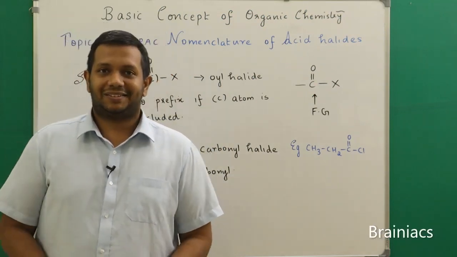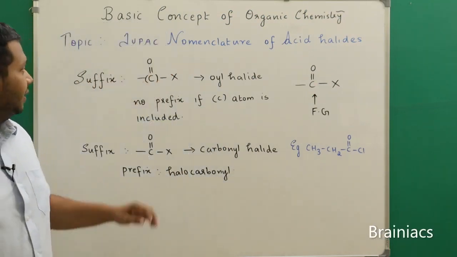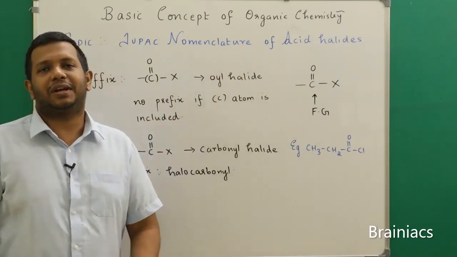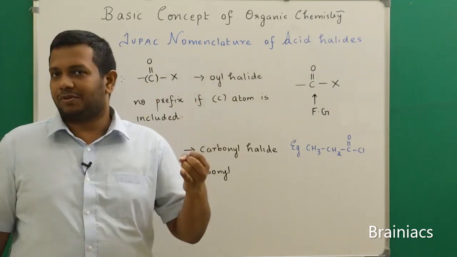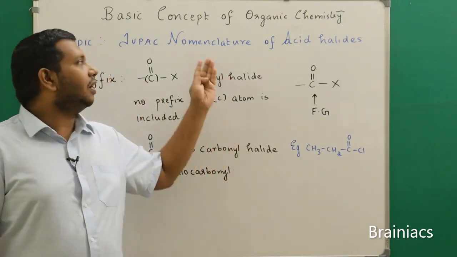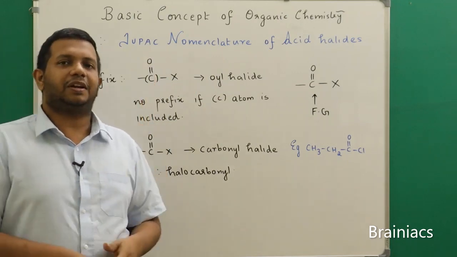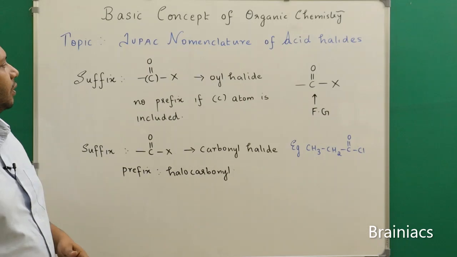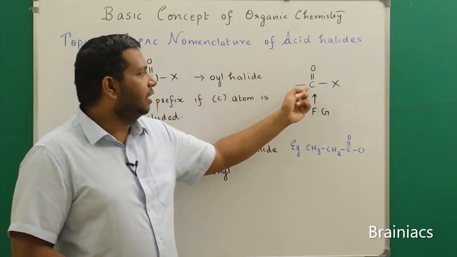Hi dear students. So today we are going to learn the next topic, that is the IUPAC nomenclature of acid halides. Okay. So we have first learned carboxylic acids, then we learned anhydrides, we learned esters, then comes acid halides in the priority table, correct?